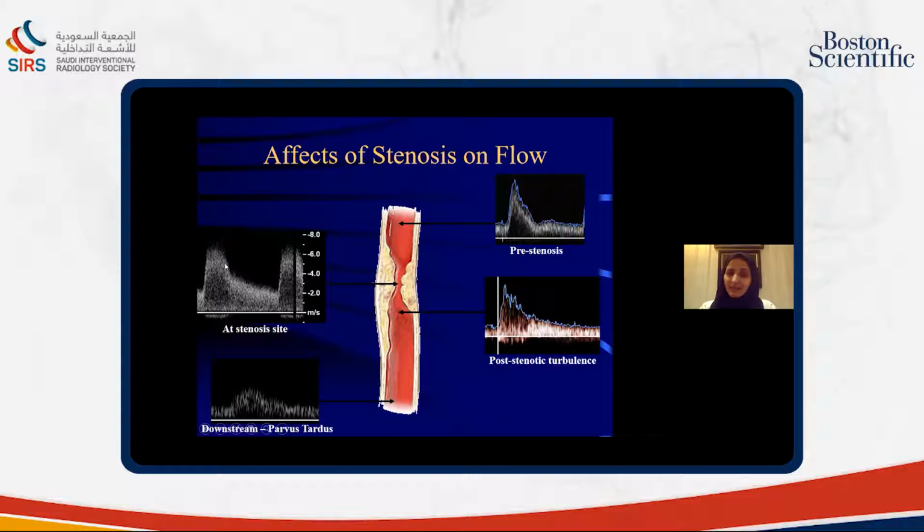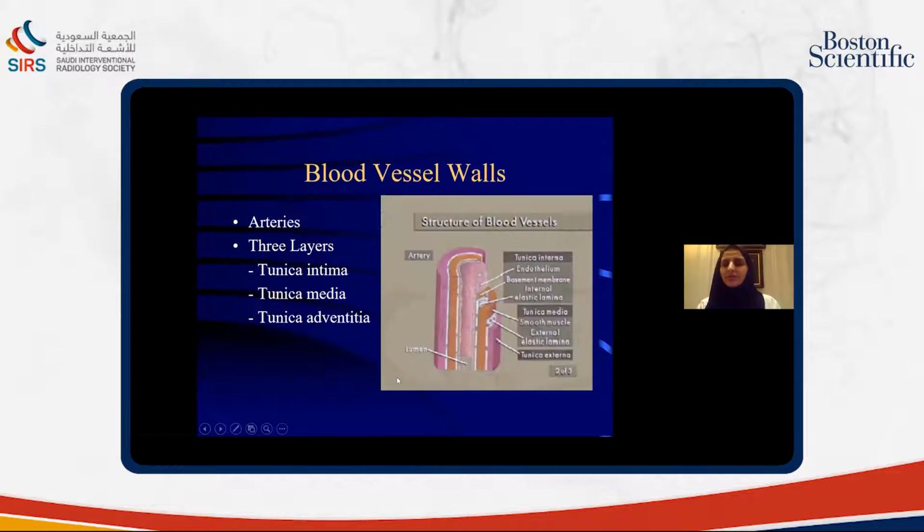At the stenosis site, we have high velocity, high peak systolic, high diastolic, and you see here an abnormal waveform in the vessels. Post-stenotic area, which is immediately after the stenotic area, has turbulence. This is the post-stenotic area. You see still turbulence, and some of it is still with high velocity or peak systolic. Two centimeters away from that vessel, we will have tardus parvus.